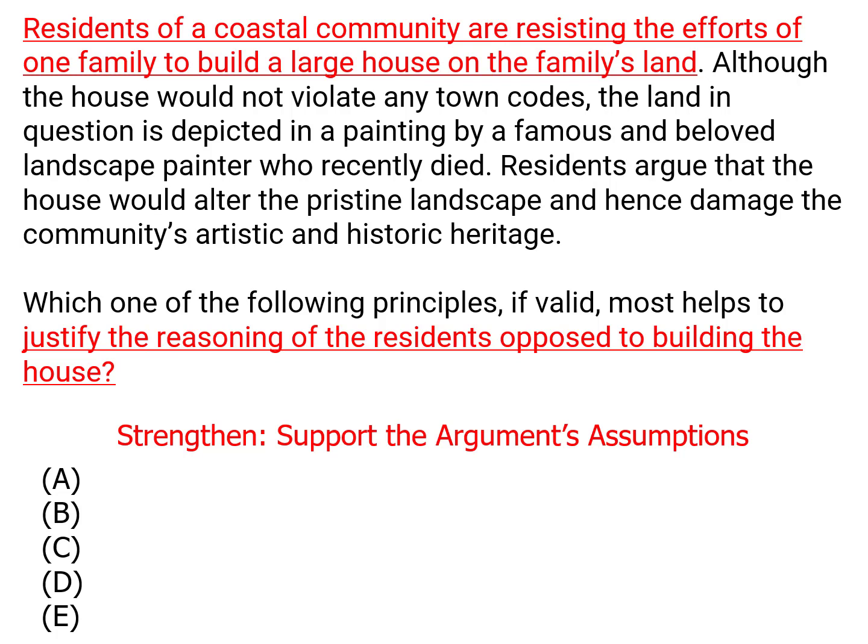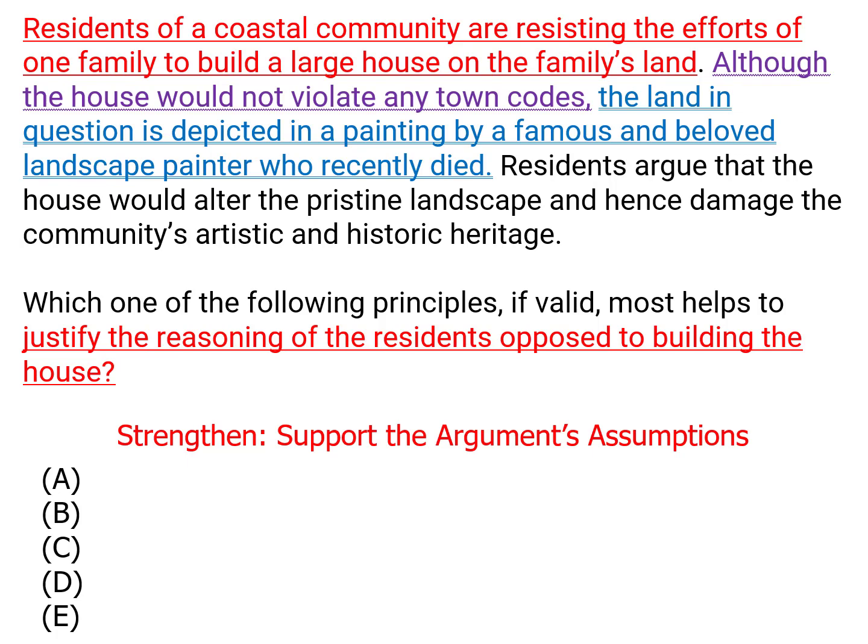The evidence for this takes two forms. The first piece of evidence is actually a reason that the house should be built, or at least a reason that the residents' idea that it shouldn't be is wrong, and that is that the house wouldn't violate any town codes. So you can't accuse the family of building some ramshackle house. It's a good house. But everything else is a reason that the house shouldn't be built.